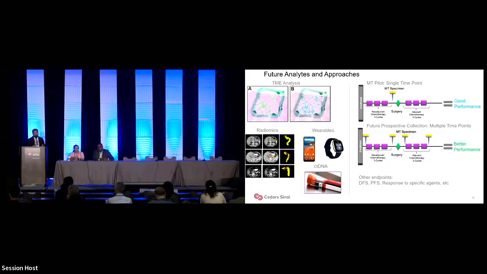And again, in this pilot project, we used disease survival as an outcome, but you can choose other outcomes: disease-free survival, progression-free survival, response to specific chemotherapeutic agents.